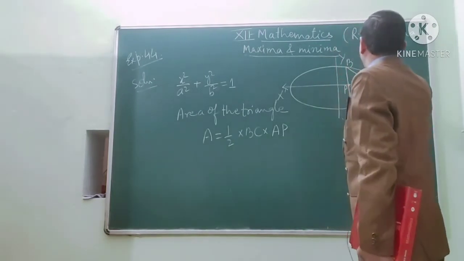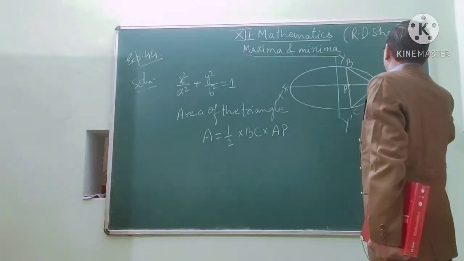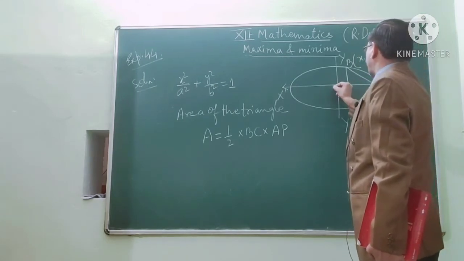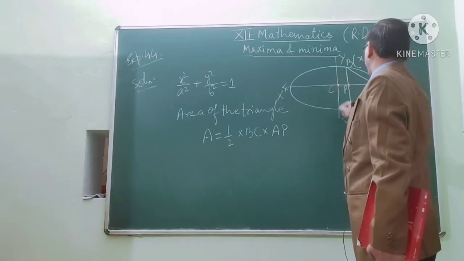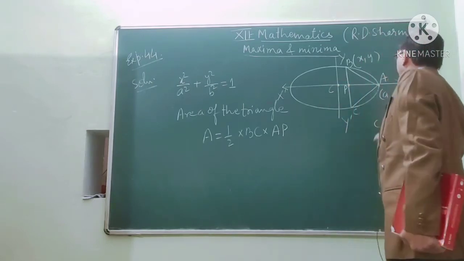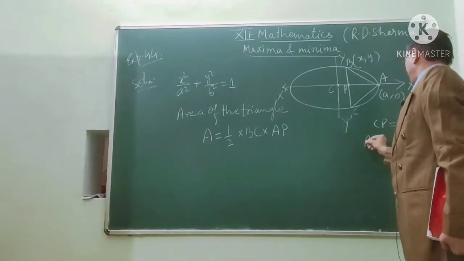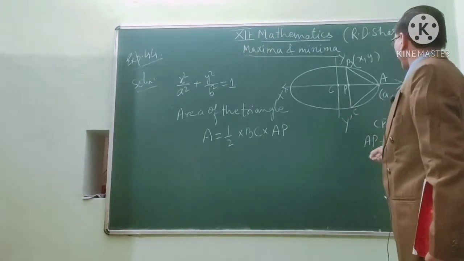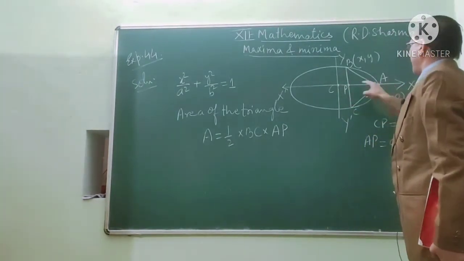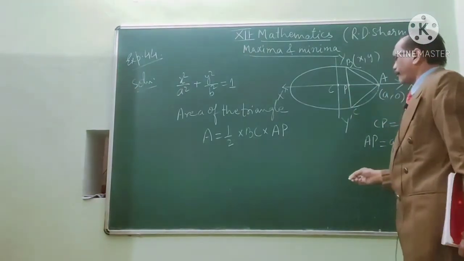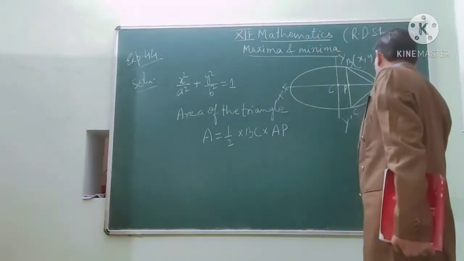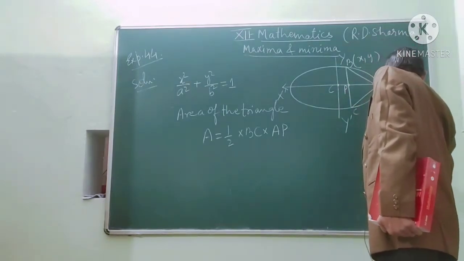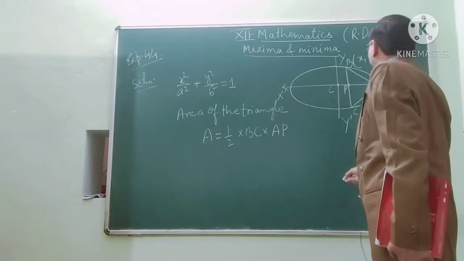Here the coordinate of A is (a, 0). Let the coordinate of B be (x, y). Then this is the center of the ellipse. Let it be C. So CP equal to x. Then AP is a minus x. It is CA minus CP. Then BC is twice of BP, and BP is y.